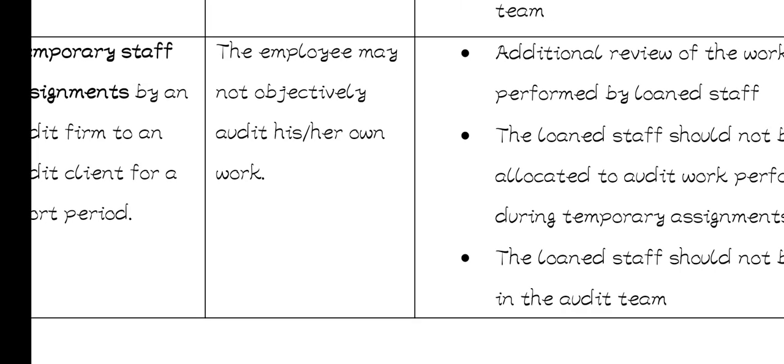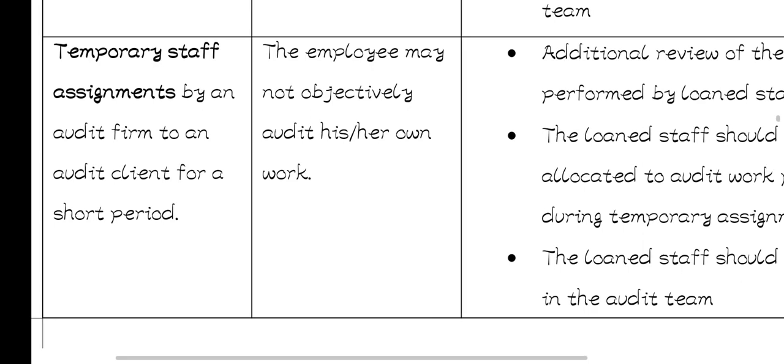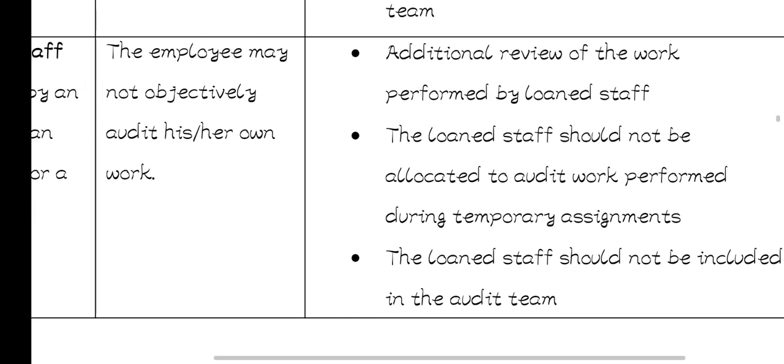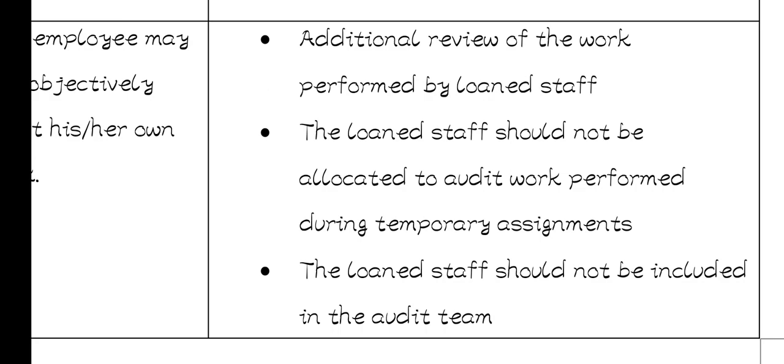So the employee may not objectively audit his or their own work in case they prepared financial statements or in case they gave management advice. So they will not be able to objectively audit their own work. Like in case they find a mistake in their own work, they will not point it out. So they might end up giving a subjective opinion instead of an objective one. That is the effect. Then the safeguards.